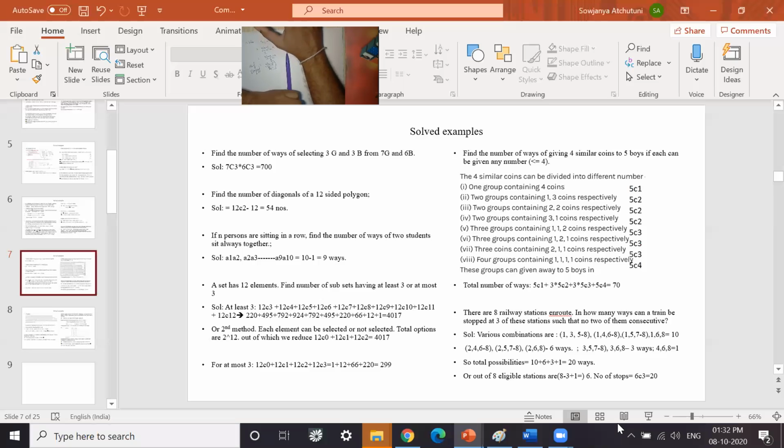If you see another way, out of 8 eligible stations, we have 8 minus 3 plus 1, so 6 stops are possible. So choosing 3 from 6, I'm getting 20: 6 into 5 into 4 divided by 6, which is 5 4s are 20. So out of the total eligible stations, if we understand this better, it is eligible stations minus 3 plus 1.